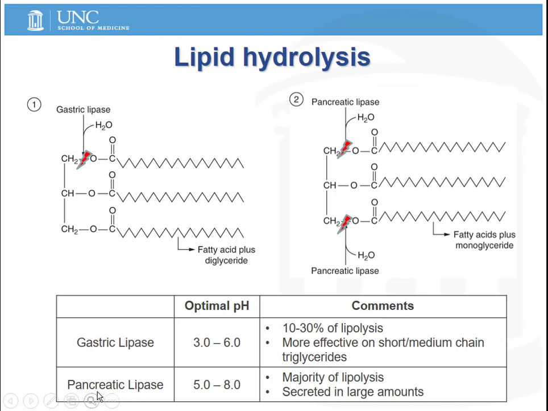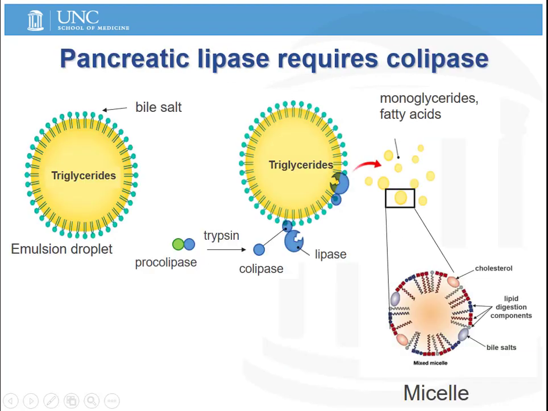Pancreatic lipase is secreted by the pancreatic acinar cells in response to cholecystokinin, and it works best in more neutral to alkaline environments. Pancreatic lipase is able to cleave fatty acids off of both sides of this glycerol backbone, so the resulting digestion products are 2 fatty acids plus a monoglyceride. And it's pancreatic lipase that performs the majority of lipid digestion in the GI tract. Pancreatic lipase requires the presence of the protein cofactor colipase.